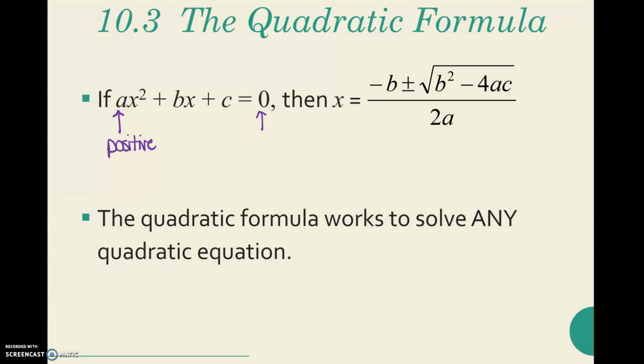The quadratic formula is, to the tune of Pop Goes the Weasel, x equals opposite of b plus or minus the square root of b squared minus 4ac all over 2a.